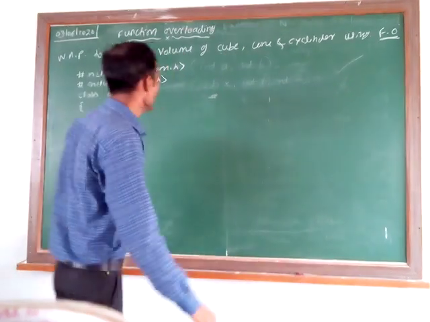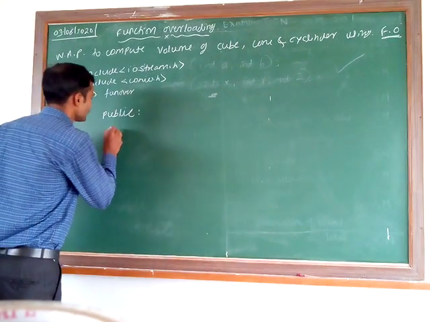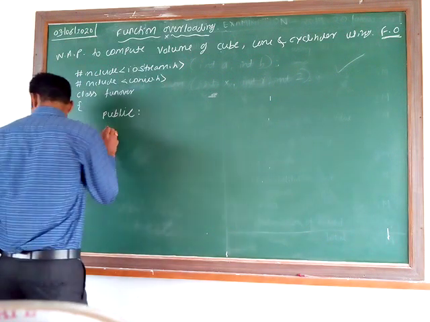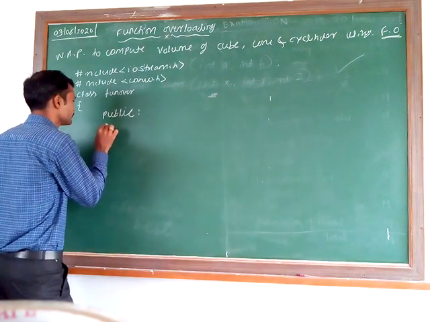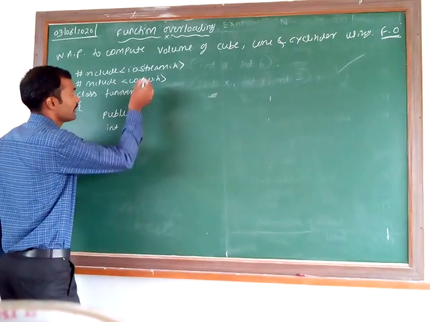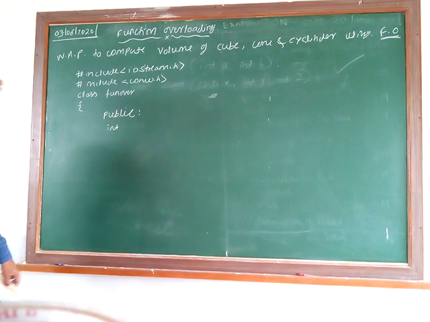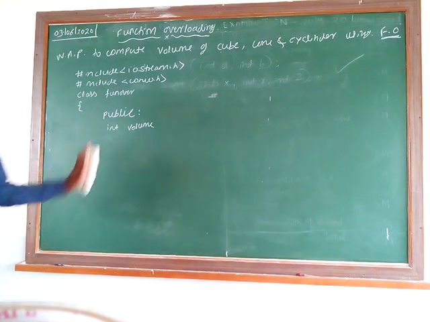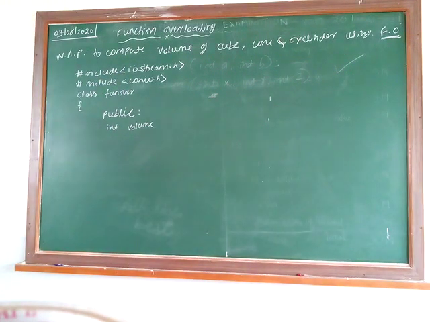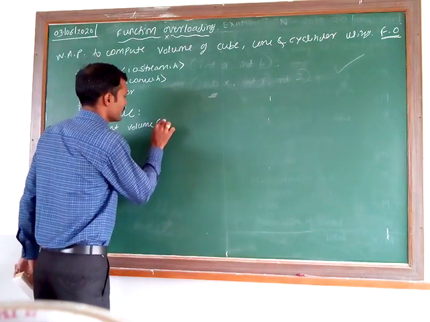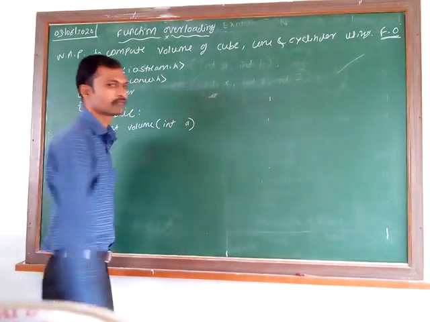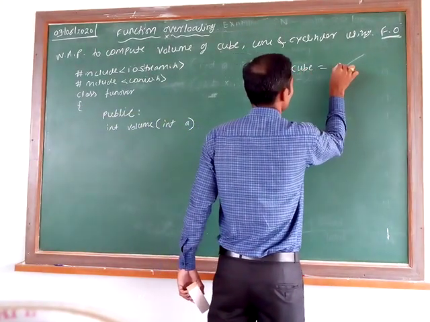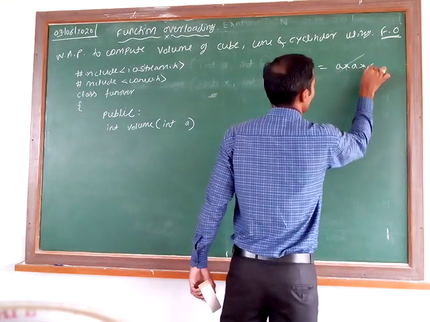Find the value of cube. So here we have to take one function for cube. I will take int, and I will take the function name as value. So value is our function name. Here we take the argument as a, because to find the value of cube, the formula is a into a into a.